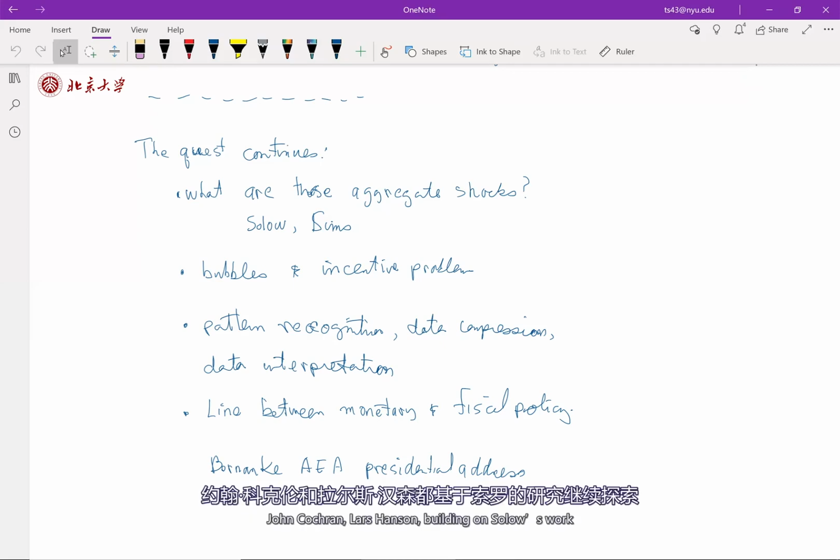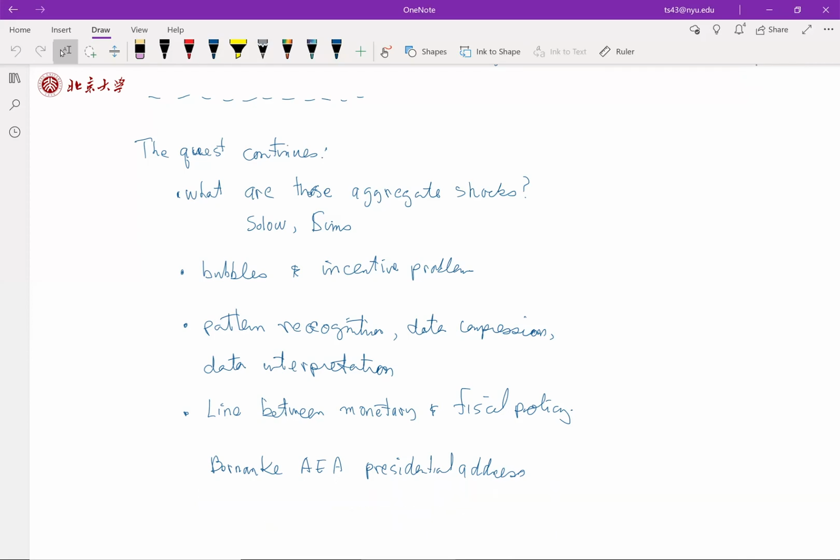Chris Sims has worked on it, John Cochrane, Lars Hansen, building on Solow's work. But all these people are humble in saying that this question, remember, I started out with a central limit theorem, the law of large numbers, asking why don't these shocks average out? And if they don't average out, what are they? Are they real shocks or monetary shocks, financial shocks? We're still learning about that. They are some kind of aggregate shocks. We kind of know that because all business cycles kind of look alike. Similar things happen in all of them.